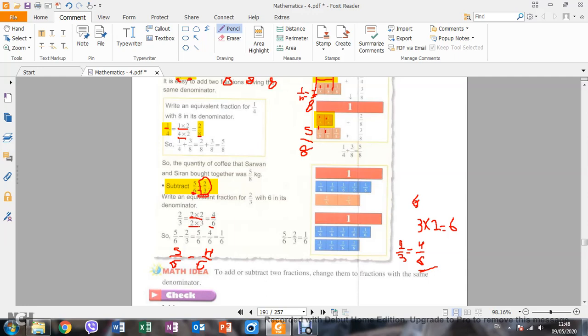Okay, so our denominator, both numbers, is 6. Put down 6. 5 minus 4 is 1. So 1/6. Okay, so the answer is 1/6 when we subtract. You can use these models too.